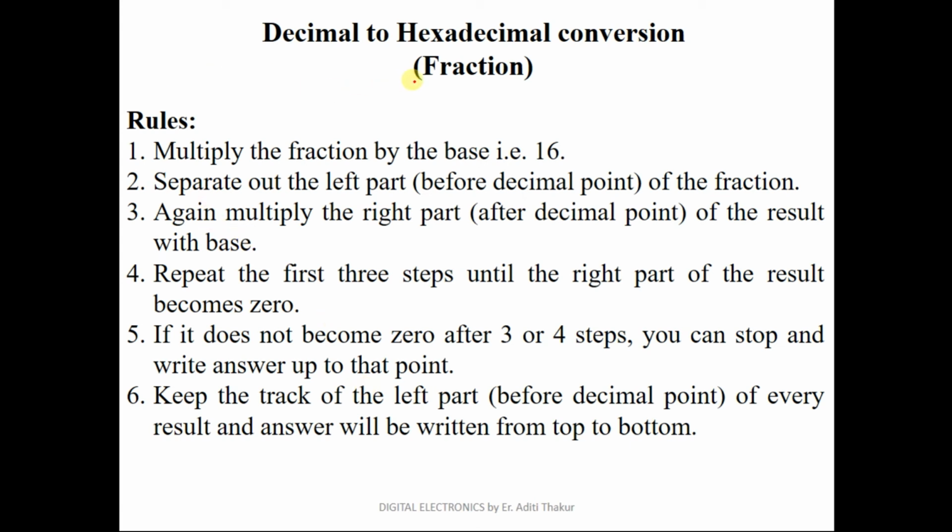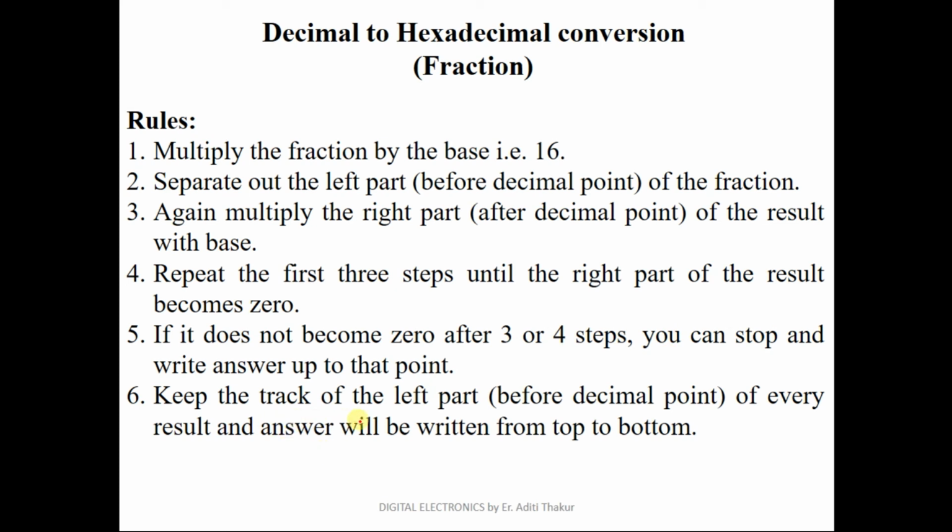Now in case of a fraction, again the rules are the same as in the binary and octal number systems. Firstly, we multiply the fraction part by the base, then separate out the left part of the result, and then again multiply the right part of the result by the base. We repeat these steps until the right part of the result becomes 0. If that does not happen, we can terminate the process after 3-4 steps.